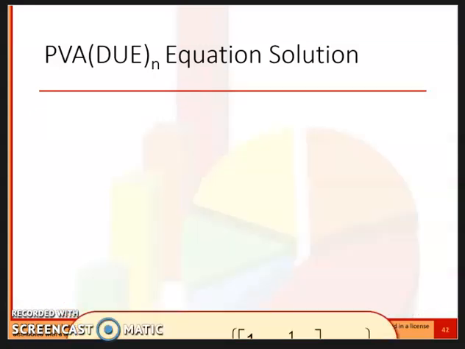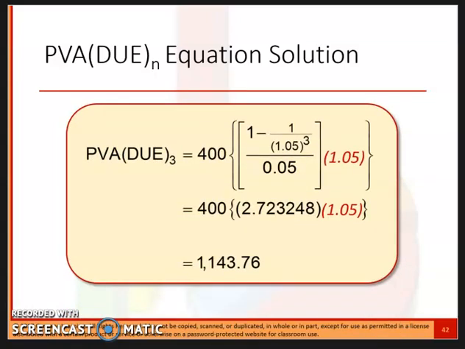So that's 400, just like before. 400 multiplied by 1 minus 1 divided by 1 plus the interest rate to the third power, divided by the interest rate, 0.05. Then we multiply that result by 1.05, and we get $1,143.76, which is slightly more. That's because we're receiving the payments at the beginning of the year as opposed to the end.